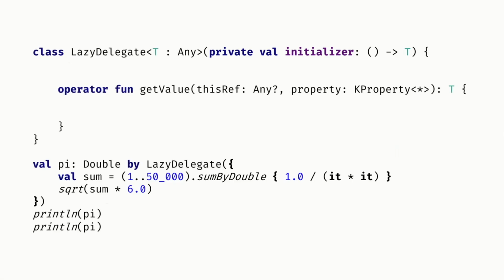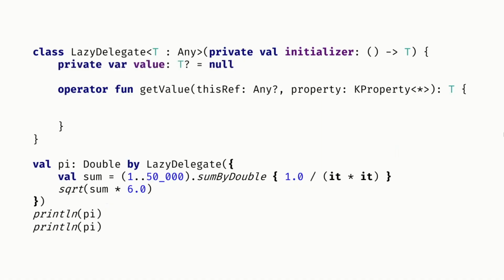Then for this class to be able to serve as a property delegate, we have to define a getValue method. And this getValue method by convention has this very specific signature. It has to be an operator, and it has to have these specific parameters, some of which we'll look at later. The important part is that it has to return something of type T. In this case, it has to return a double, because this is the function that will be called whenever you read the value of the property, which is pi in this example.